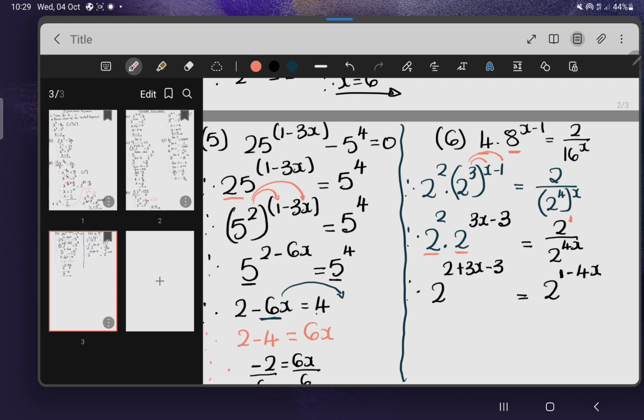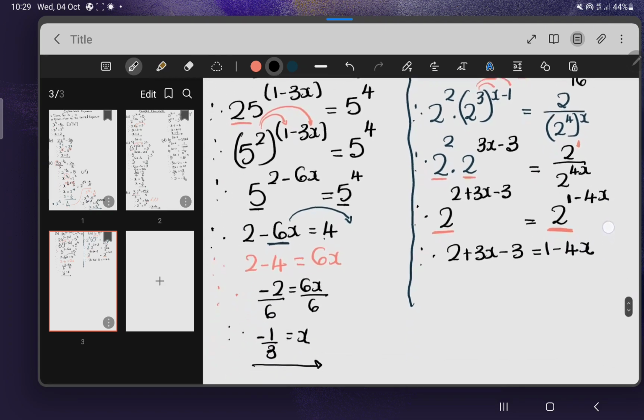So now here we are happy because what we were looking for, we have arrived at that stage. The bases are the same. When the bases are the same, we take the exponents as usual. So that will be 2 plus 3x minus 3 is equal to 1 minus 4x. Then at this stage, we know what to do.